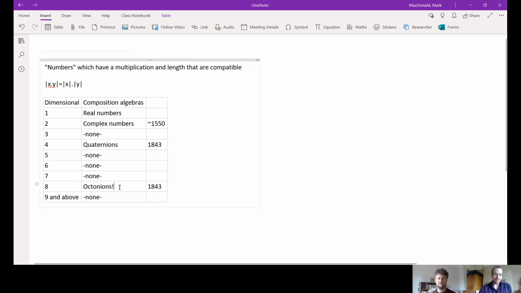But then you say, well, what about 16? Why can't you have a 16-dimensional one? And the answer is basically because you can cut it in half in this way, you get down to the octonions.